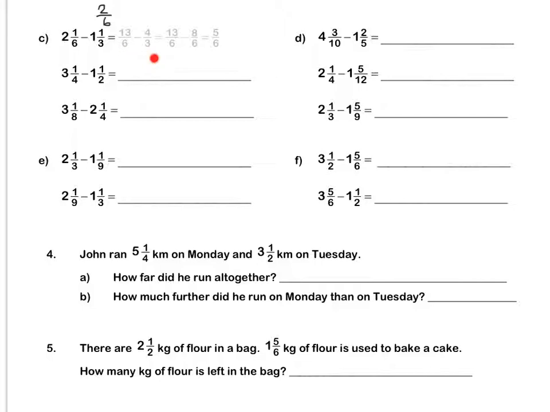We need to get our lowest common denominator. So we rewrite 4/3, times top and bottom by 2, to get 8/6. Then 13/6 minus 8/6 is 5/6. Pause this video to complete the rest of this page by yourself.